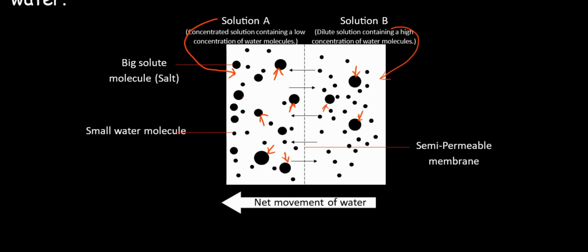And since these two solutions are separated by a semi-permeable membrane, water will move from solution B into solution A through the semi-permeable membrane. You can see the arrow at the bottom there that is showing the net movement of water molecules. That arrow shows you that water is moving from solution B to solution A.